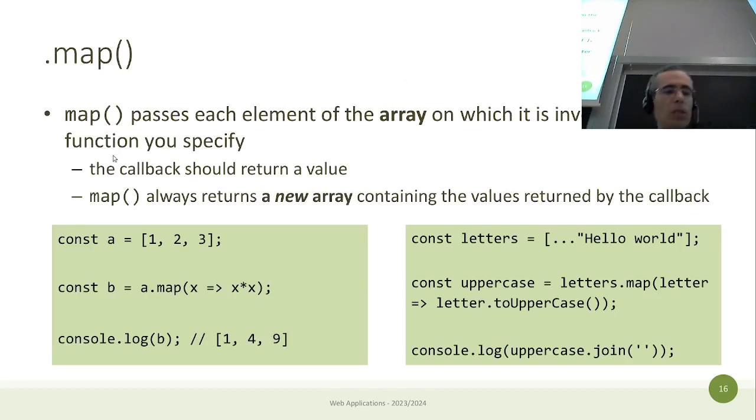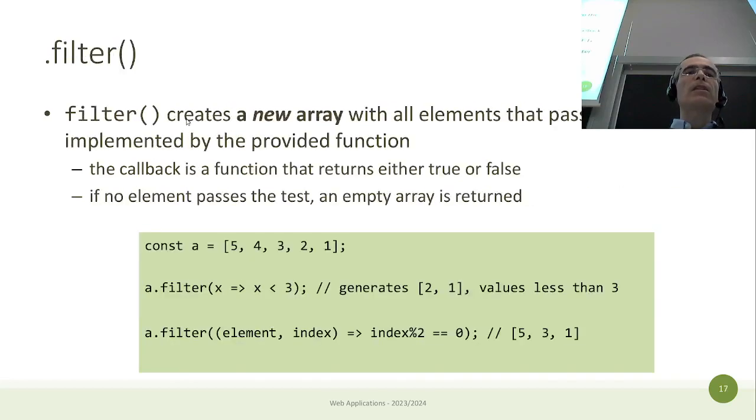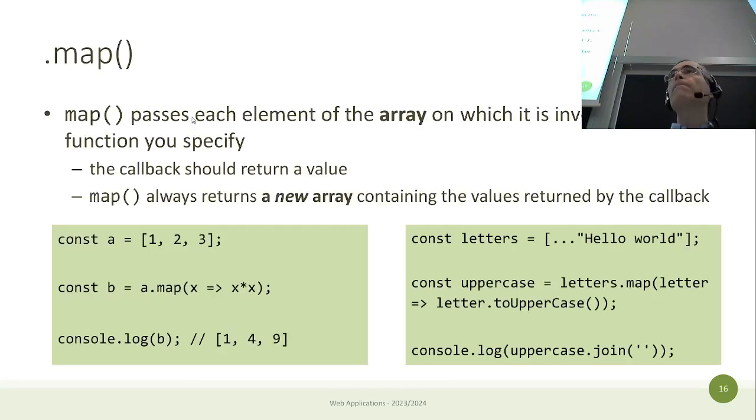Oh, let's come to the more interesting ones. So map, filter, and then reduce. Okay? You will use these ones a lot. Why? Because again, in web applications, you will have a list of elements to show to the user. Okay? And those are arrays in JavaScript. And to process those arrays, you'll see that this way of proceeding will be very, very convenient.